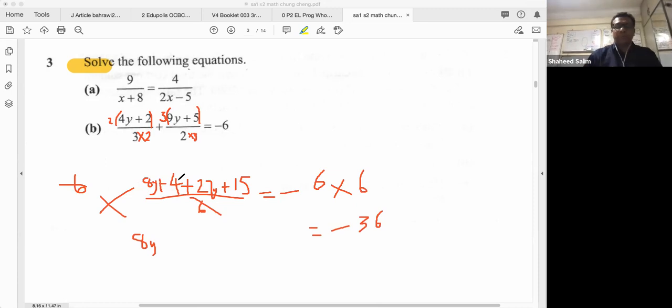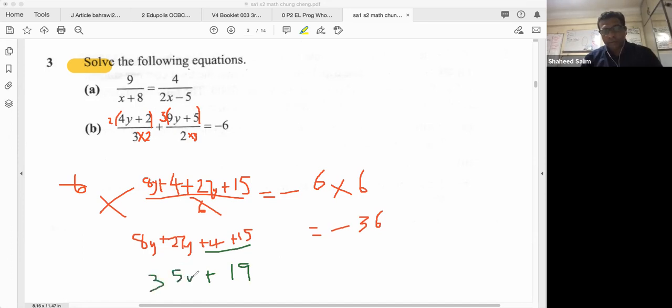You see, I didn't put the equal to the side. Equal to the side is normally for simplification or factorization. This plus this, 8y plus 27y. How much? Okay, I just put it together down here. Okay, 27y plus 4 plus 15. So this one I use another color now. This one now will be what? Will be 19 plus 19, right? This one will be 35. So Shafi, your 35 is there already.